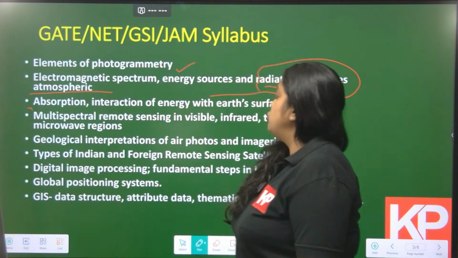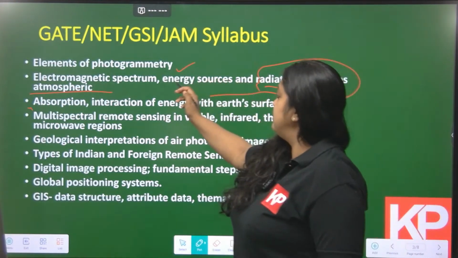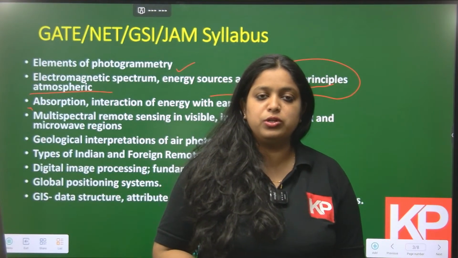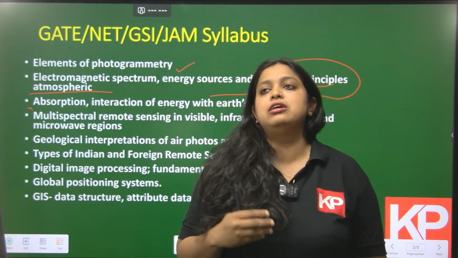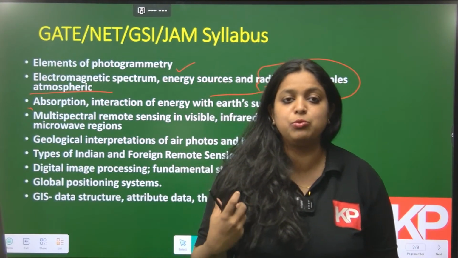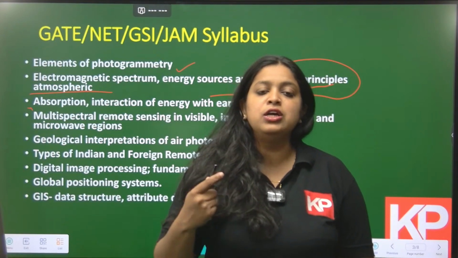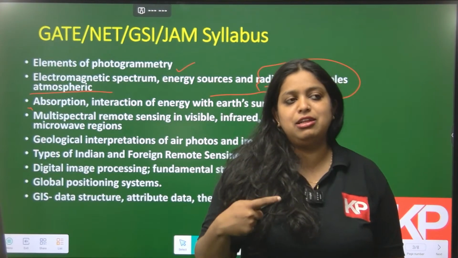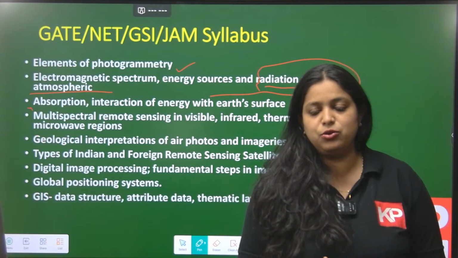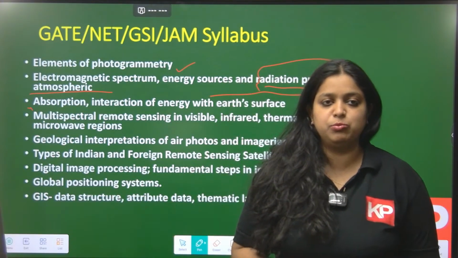Third one, absorption and interaction of energy with the Earth's surface. That's what I just explained. When electromagnetic energy falls on the atmosphere, it gets absorbed, and because of that absorption, a phenomenon called atmospheric window formation happens, and that's what we use for further remote sensing purposes. We use the atmospheric windows. We'll explain that later in the class. In the live section itself, we'll explain what an atmospheric window is.